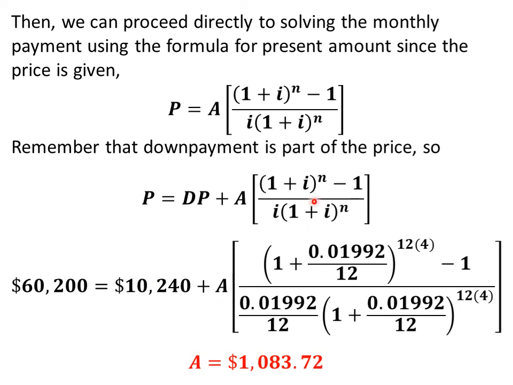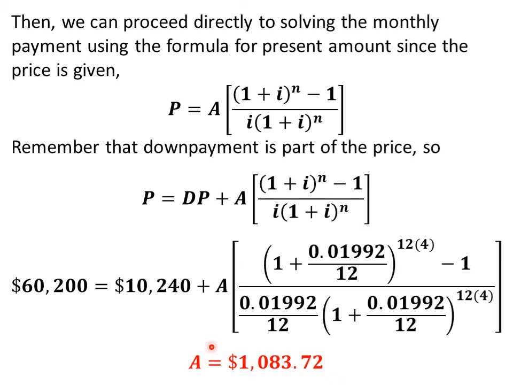Then 1 plus i, again, i is equal to r over m, that is 0.01992, the new rate, which is now compounded monthly, divided by 12, to the power of n. So m times t, you have 12 times 4, minus 1, all over i, which is 0.01992 over 12, times 1 plus 0.01992 over 12. Again, this is still i to the power of n, or m times t, 12 times 4. Okay? Then, using your calculator, you can directly use shift solve. So, the answer is $1,083.72.